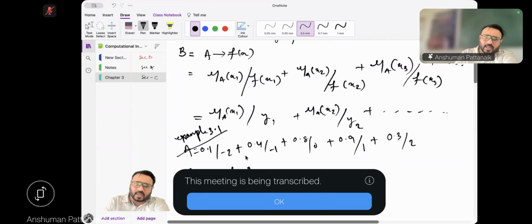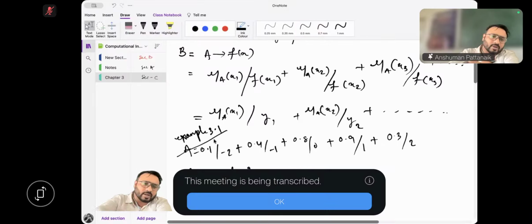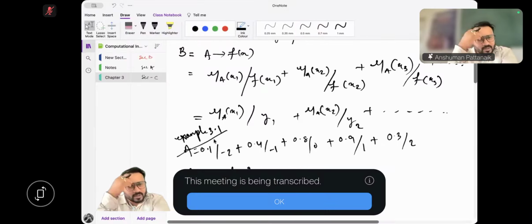See, this x value is given. You have to find the y value and you have to map the membership value accordingly. It is very easy. Try to figure it out then.